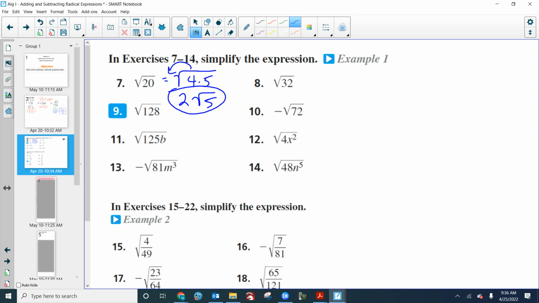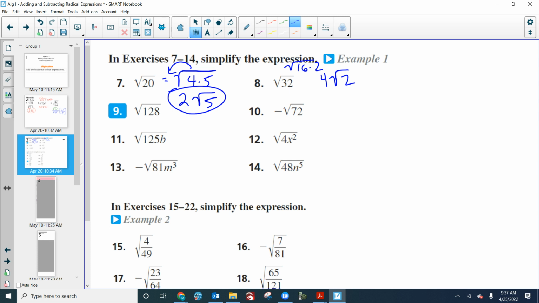Now, look at number 8, guys. Perfect square is this. I'm going to do this, and I'm going to do the factor tree. 16 times 2. Why did I choose 16? It's a perfect square, the biggest one that goes into 32. What's the square root of 16? What's left? 2. Nope, square root of 2.